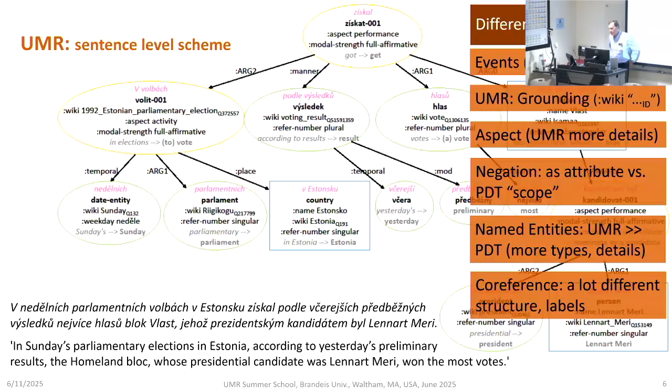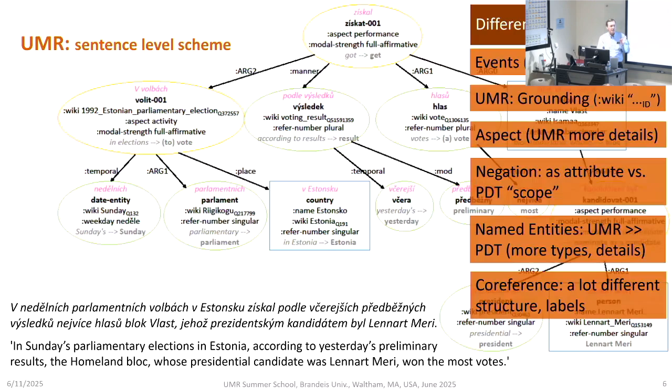Coreference is an interesting phenomenon which I will have more slides on later. In the Prague Treebank, it is done in a very simple way for all kinds of coreference types. But in UMR, this is actually represented in many different ways. Some of it is referring to the same node, some of it is handled by inverted argument labels, some of that is handled in other ways.